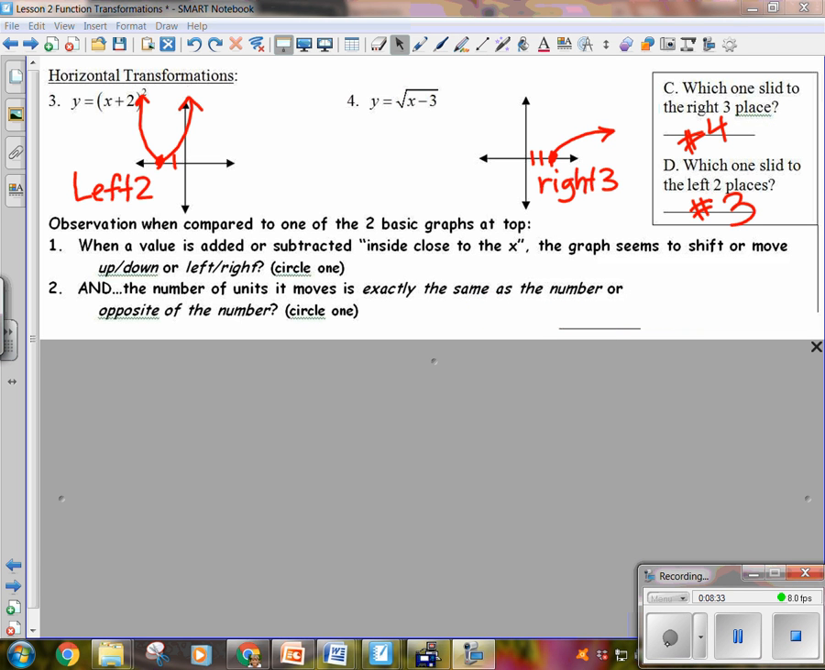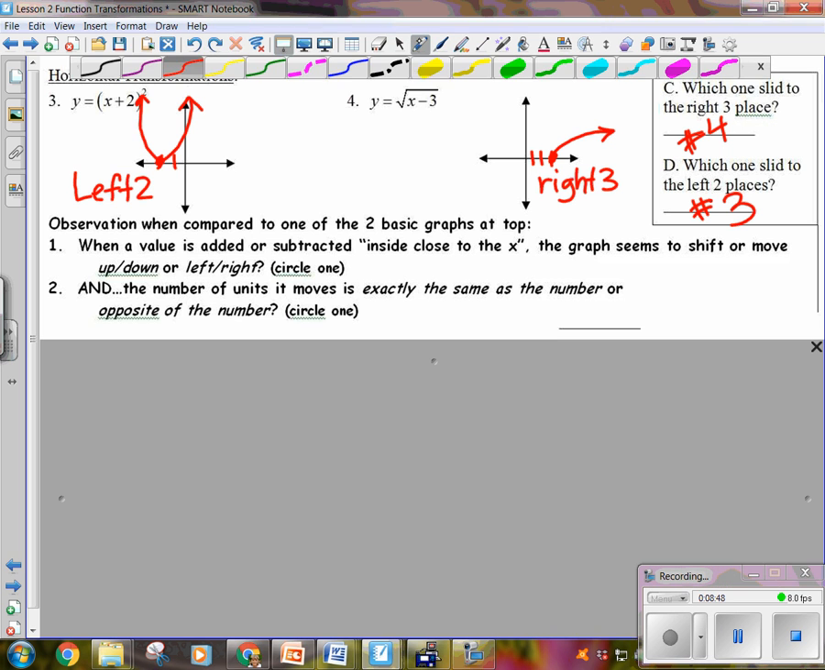All right, did you successfully get number 3 and 4 drawn? Hopefully you used your calculator. Hopefully you got the images that I see. The first one looks like it went backwards, left 2. And number 4 looks like it went right 3. So now let's see if we can answer our questions.